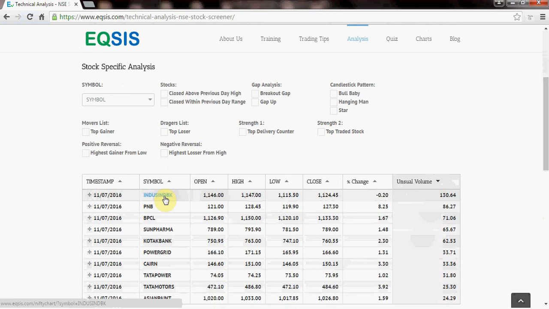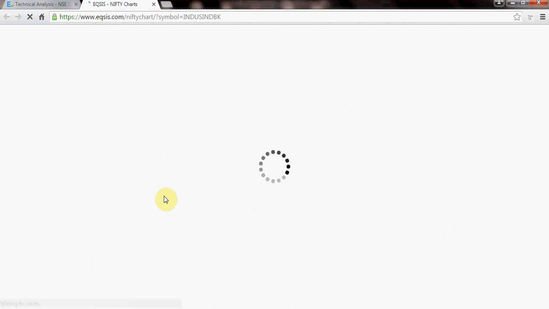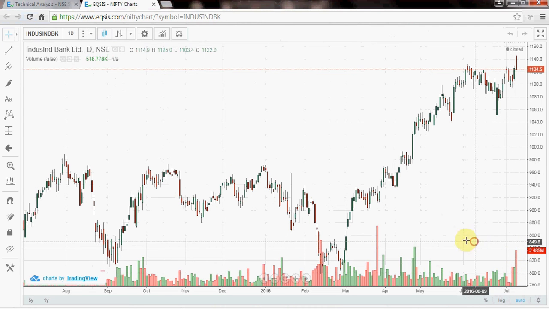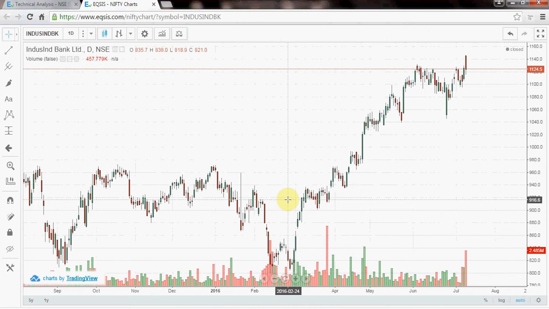With just one click here, it is going to open a nice charting platform for me to practice. This is the same charting platform which is widely used in our industry. It's powered by TradingView. Look at the volume side here. I hope you all have an idea about what volume means to us as technical analysts. Volume matters a lot. It's not just price always.